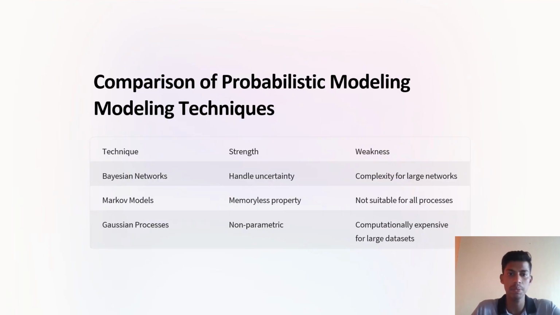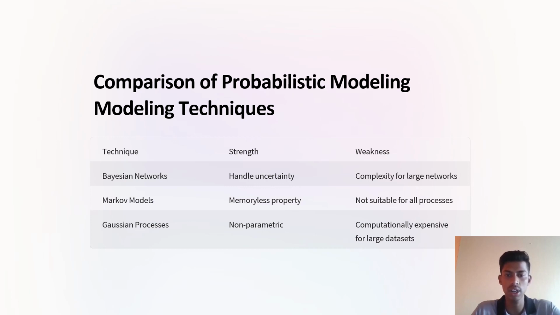Next is a comparison of modeling techniques. For example, Bayesian networks: strength is handling uncertainty, weakness is complexity for large networks. So Bayesian networks are used for small problems, handle uncertainty and give a proper probability, but with complexity for large networks, it cannot work well.